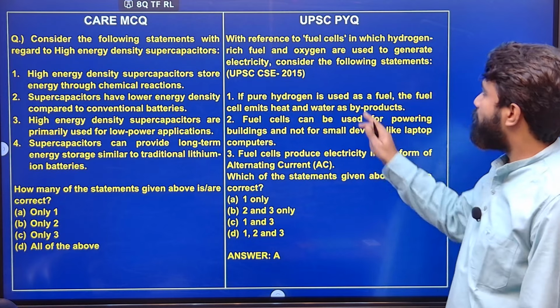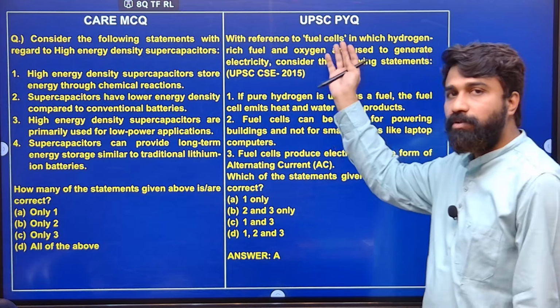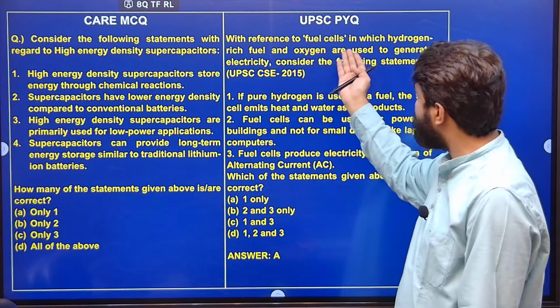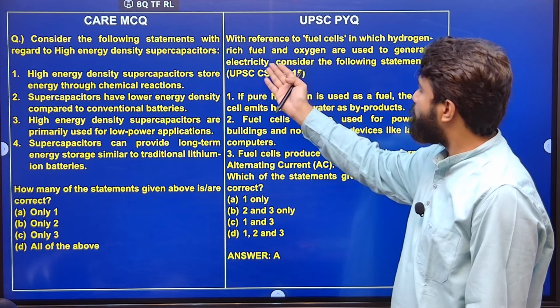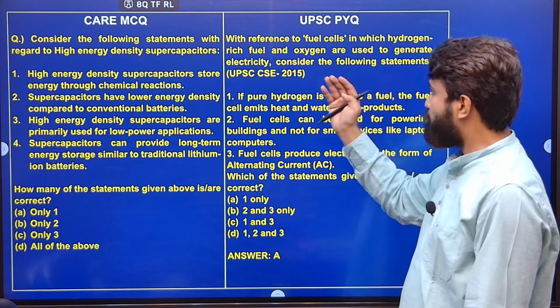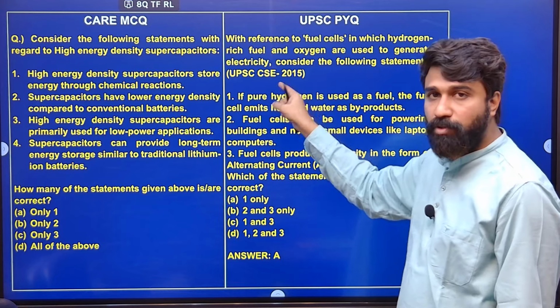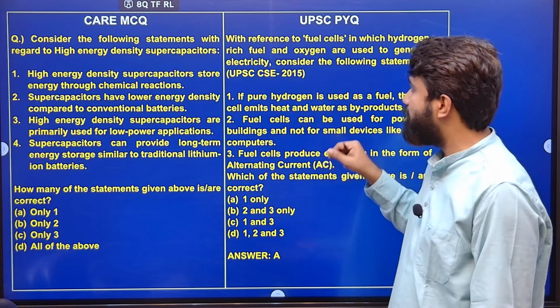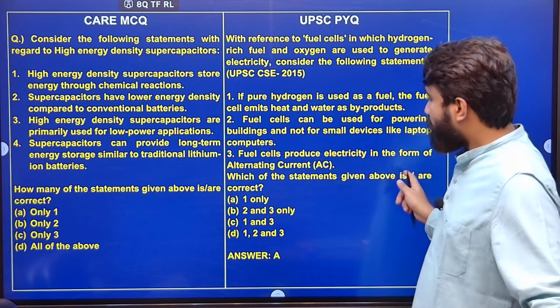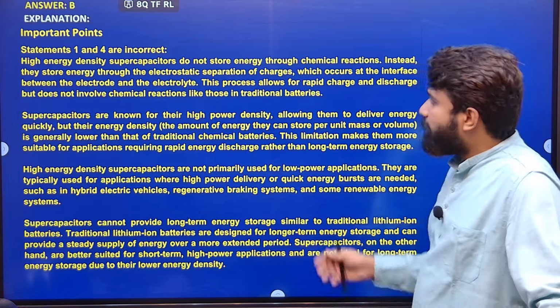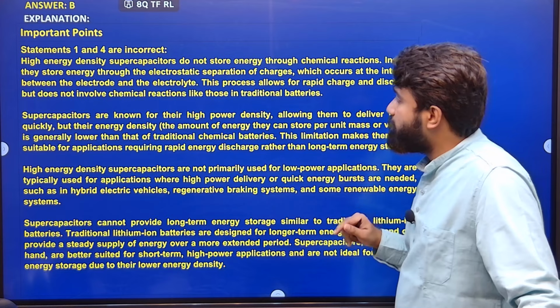So, I have explained all these things. Previously, we have also displayed this kind of question regarding fuel cells, which is related to hydrogen rich fuel and oxygen that are used to generate electricity. In 2015, UPSC asked about those fuel cells, hydrogen rich fuel and oxygen. Already we have asked about those questions previously.